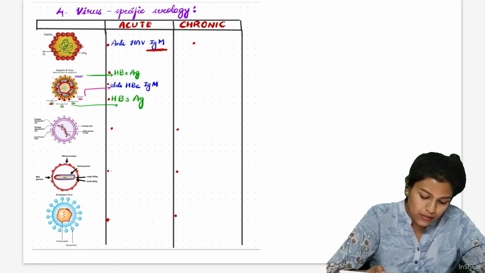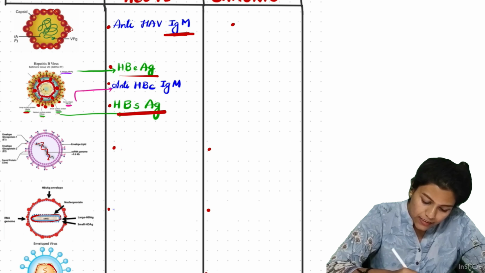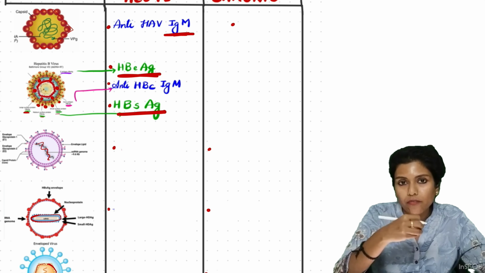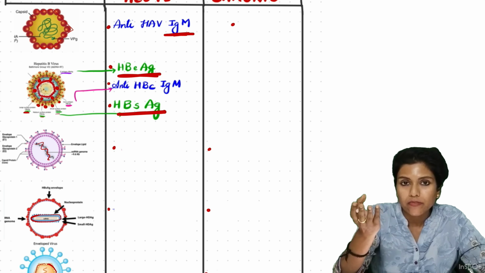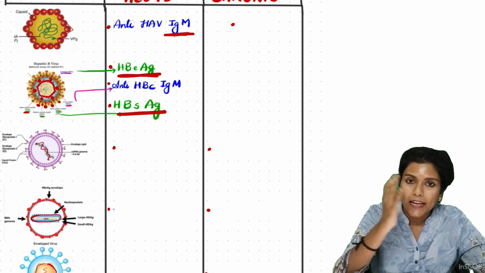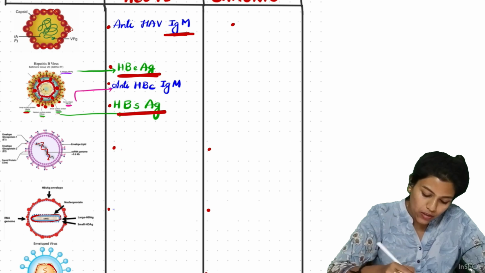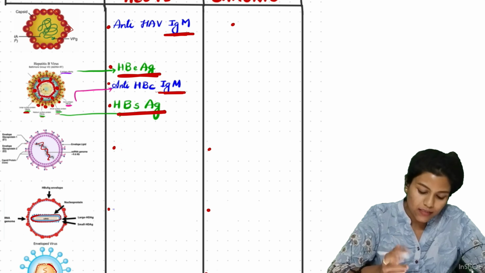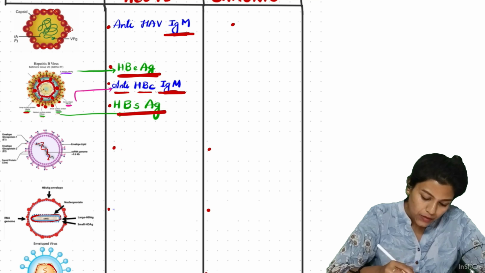For hepatitis B, there is presence of hepatitis B surface antigen and E antigen. The core antigen is present inside the core of the virus. Only inside it is present, so it does not appear in the blood. Only surface antigen and envelope antigen will appear in blood, and the counterpart for the core antigen is the antibody, which is IgM. In acute phase, the anti-HBc IgM antibody will appear in the blood.